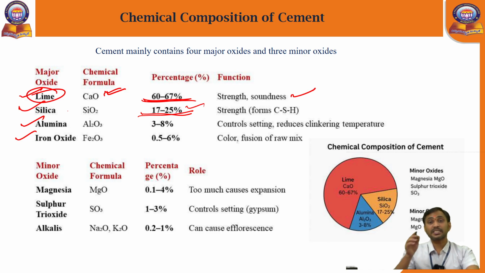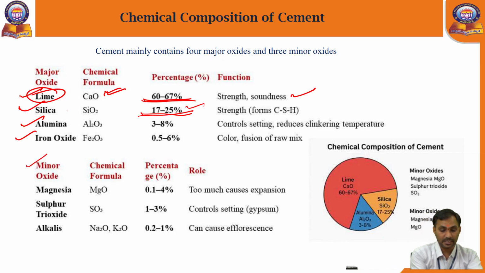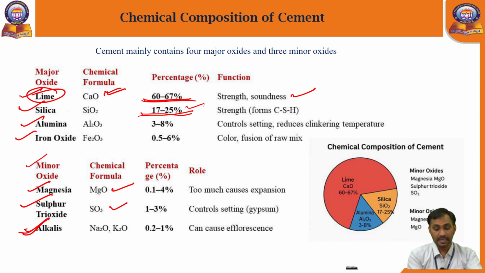When this chemical composition was formed and reacted with the water, that is the hydration process. Next, in the same way, there are three minor oxides: magnesia, sulfur trioxide, and alkalis. The chemical formulas are MgO for magnesia, SO3 for sulfur trioxide, and Na2O and K2O for alkalis.